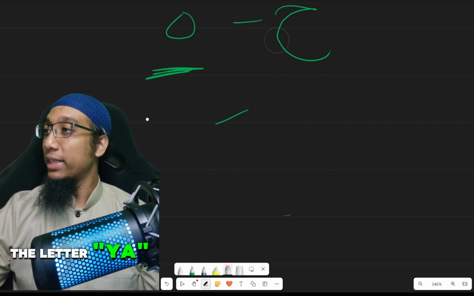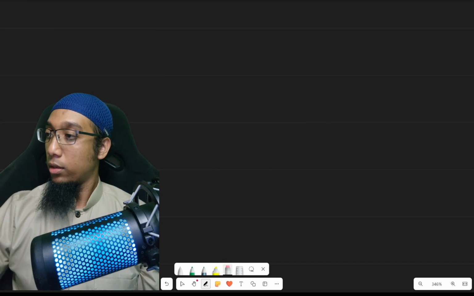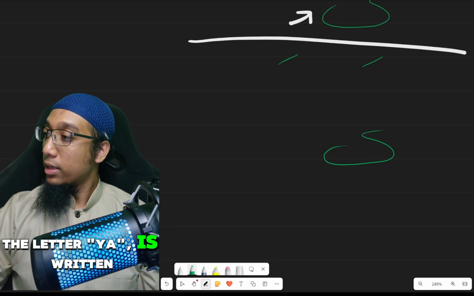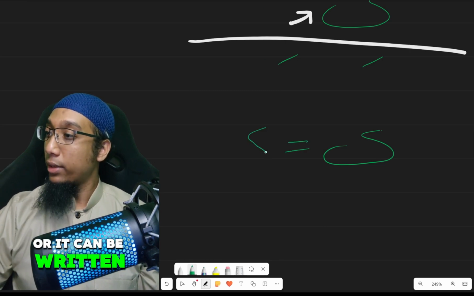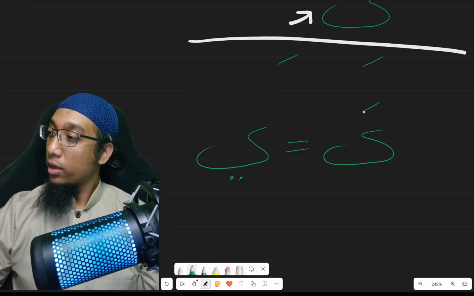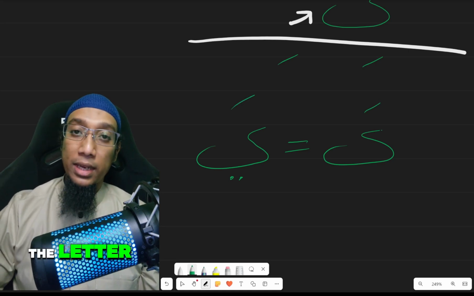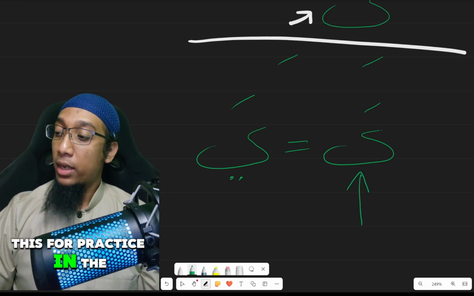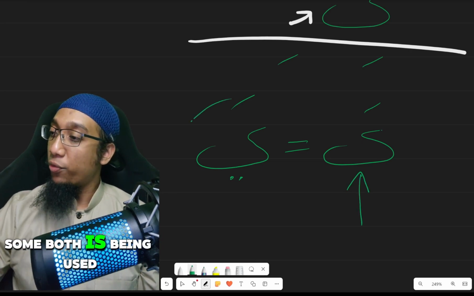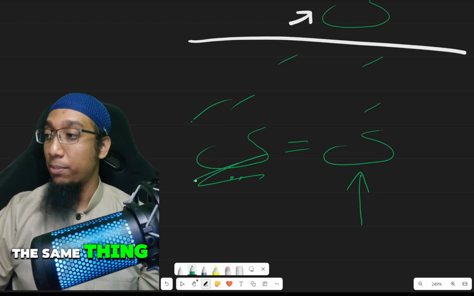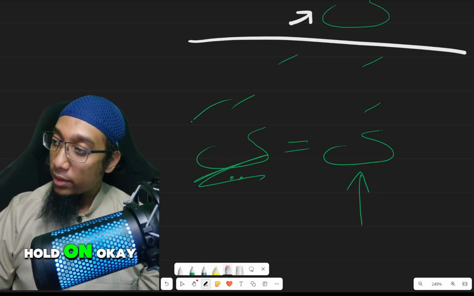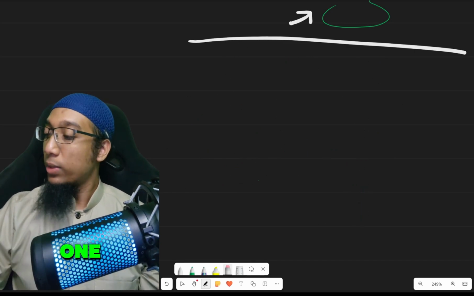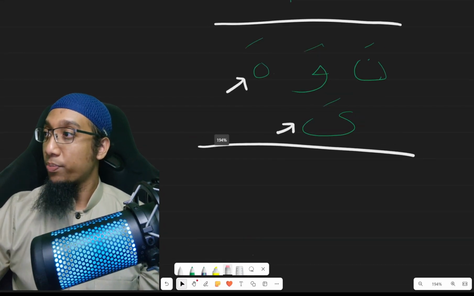The next letter is the letter ya. The letter ya is written like this, or it can be written like this with two dots below. If you see these two shapes, it's the same. It's still the letter ya. And for the practice below, we will just be using this one. In the Quran, both are used, much like the letter ha. So those are the two things that I want to bring your attention to in terms of the letters.